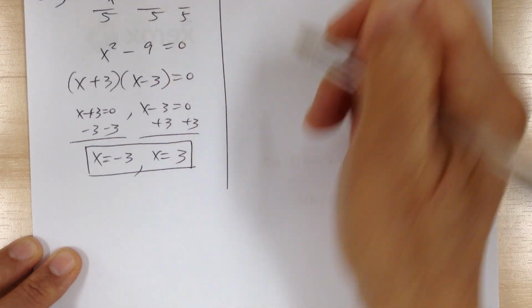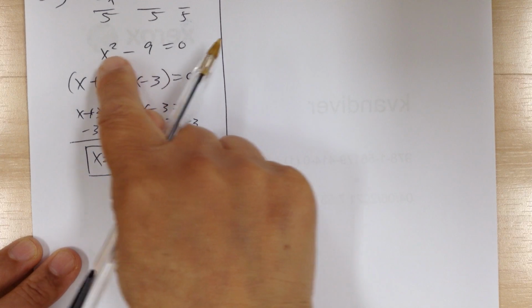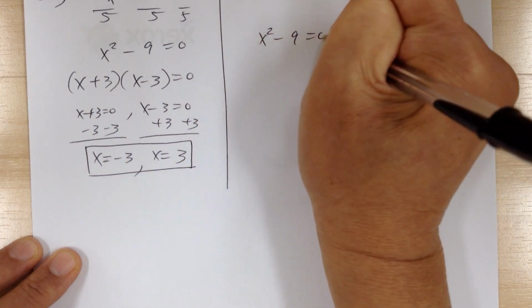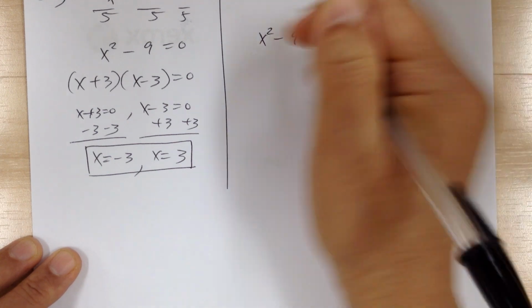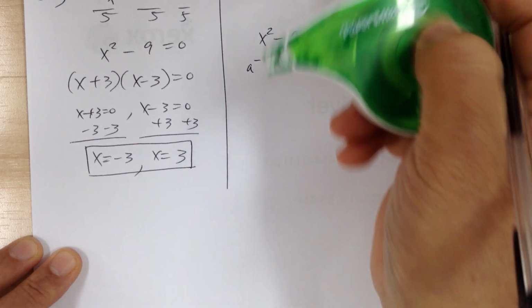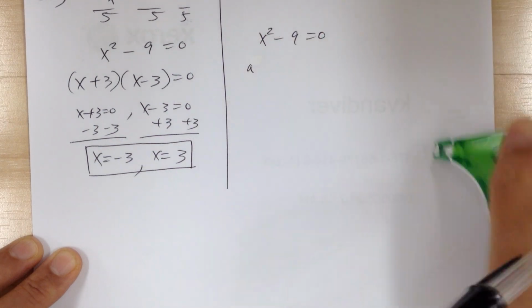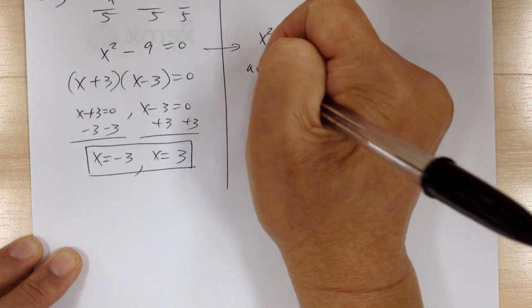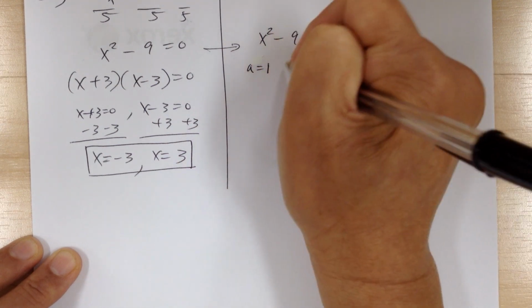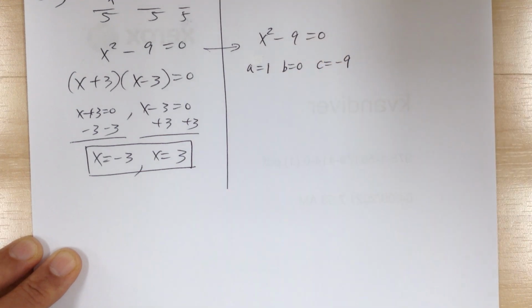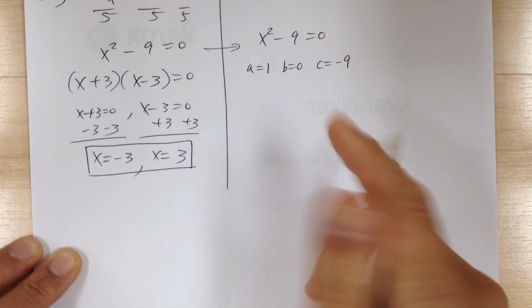Now to do the quadratic formula, I'm going to just branch off from here. So I got x squared minus 9 equal to 0. Again, I'm just using this equation over because I don't want to start over. So a equal to 1. Now there's no x term, so b equal to 0 and c equal to negative 9. Again, there's no middle term here, so that's b equal to 0.